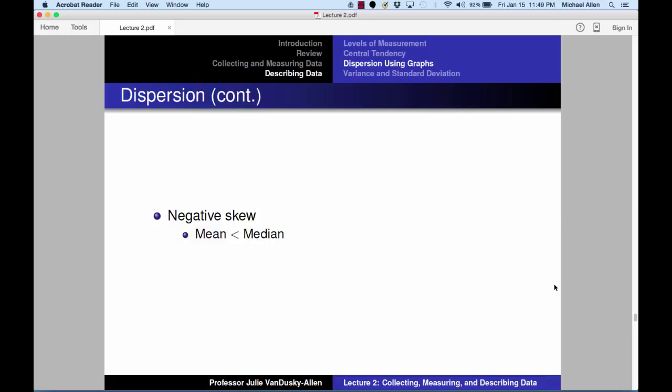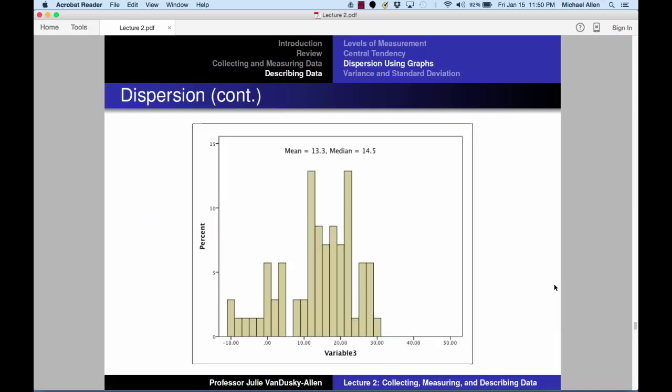Another way to demonstrate dispersion is to demonstrate if the variable is skewed or not. A variable becomes skewed when there are major outliers in the data that affect how the data are distributed. A variable has a negative skew when the mean is less than the median. This means that there are a handful of observations in the variable that take on extreme low values, and they are dragging the mean in a negative direction away from the median.